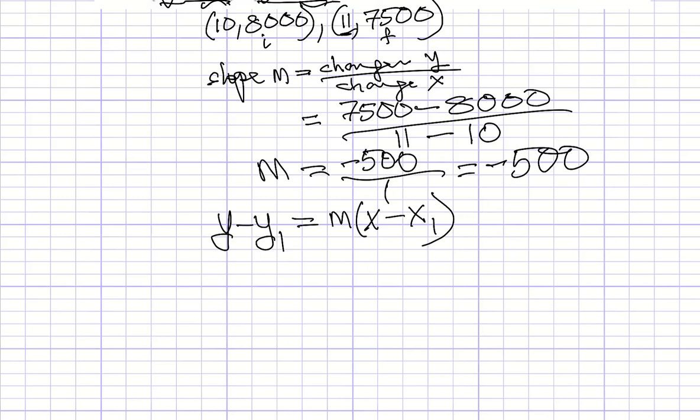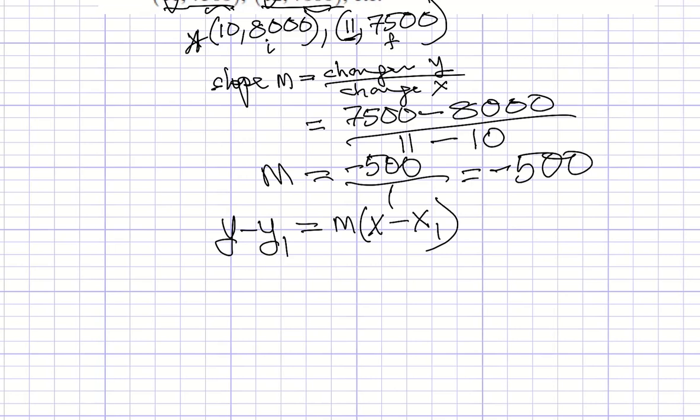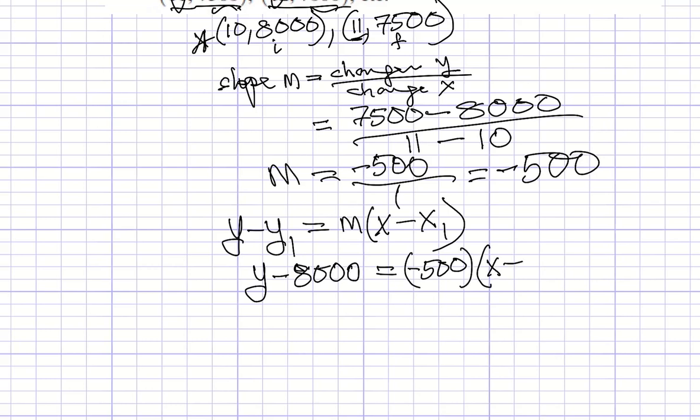And then we'll have the slope, and we use one point. We can use the first one, it doesn't matter. We say y minus 8,000 is equal to minus 500, that's the slope, times (x minus 10). Okay, you just have to be consistent. If you choose one point, you stay with it. Okay, so we simplify that.